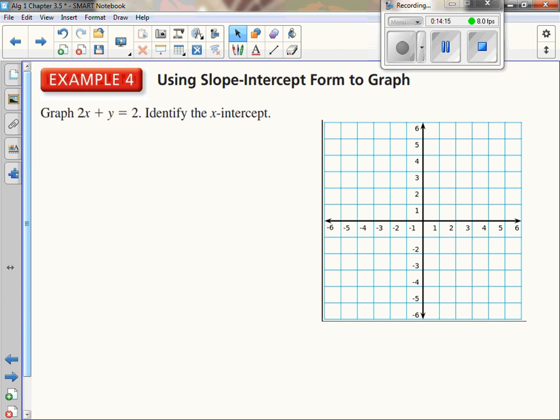Now what we want to do is graph, and that's going to be the last part that we're doing today, graphing these. Now I want to graph it using slope-intercept form.